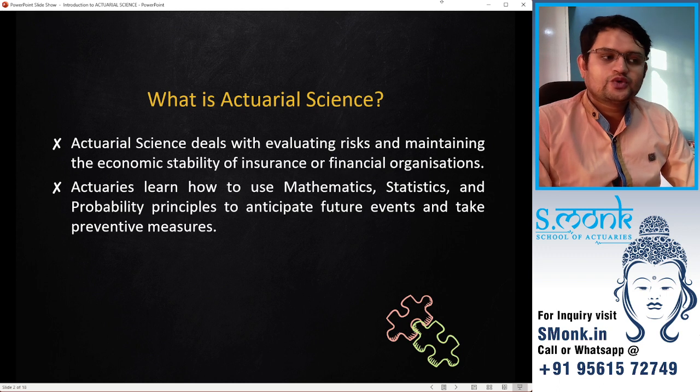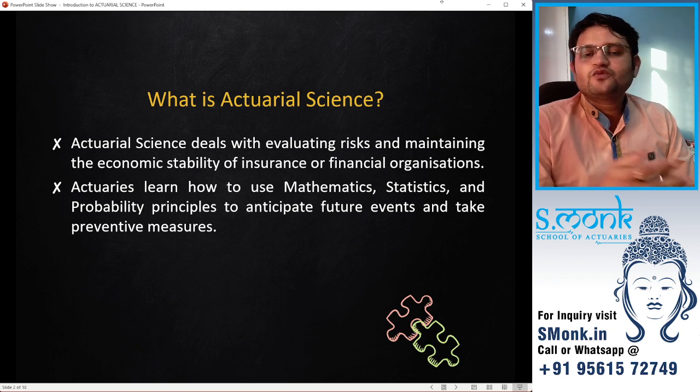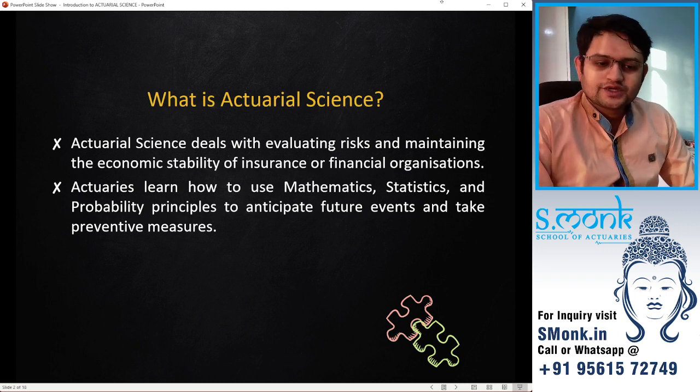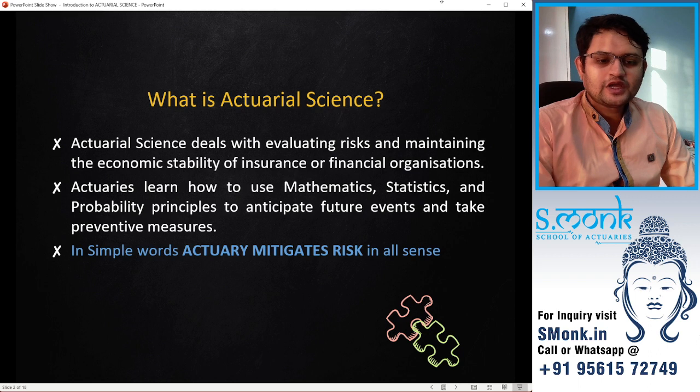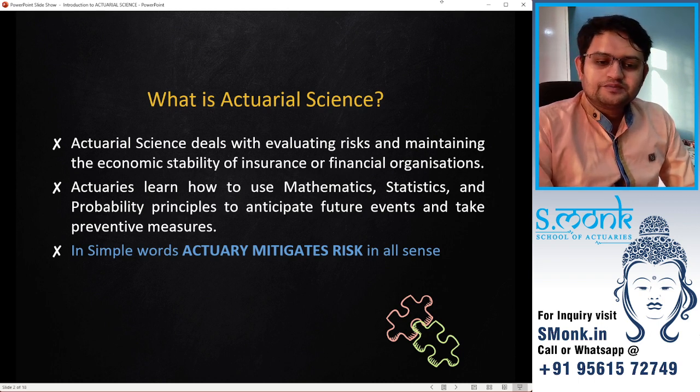In any field you are working in, our main aim is always going to be predicting what would happen in the future, and actuarial science is one field where you learn how to predict the future. In simple words, actuaries mitigate risk in all senses. So we try to figure out what might happen and how to avoid any losses you might incur, and take decisions accordingly.